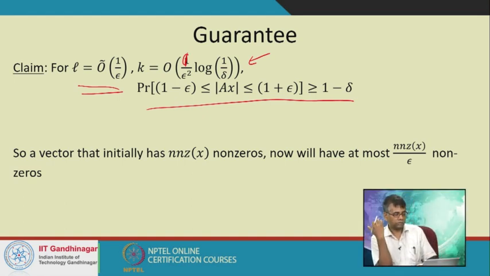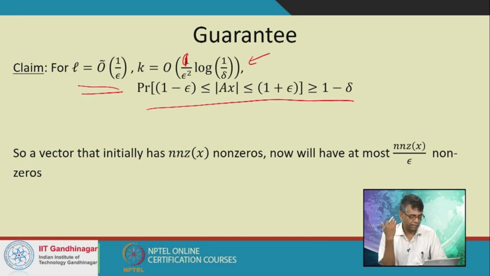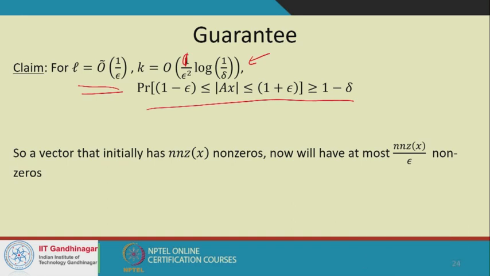So now what you can guarantee is that my projection matrix is much sparser. If a vector x has nnz(x) non-zero entries, now it will have at most nnz(x) by epsilon non-zero entries. So we have increased the number of non-zero entries by a factor 1 by epsilon, but still in effect it might actually have much fewer non-zero entries. It might not be entirely non-zero. It might not be completely dense.